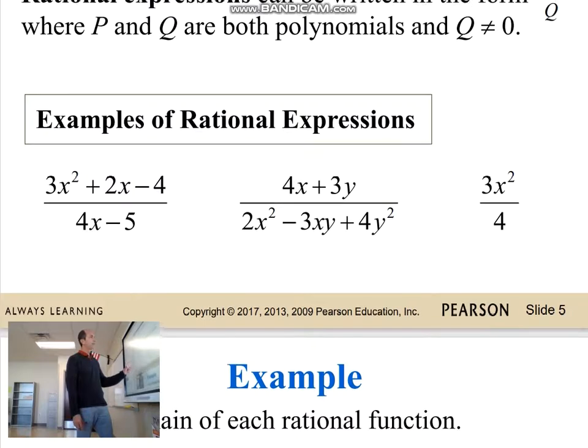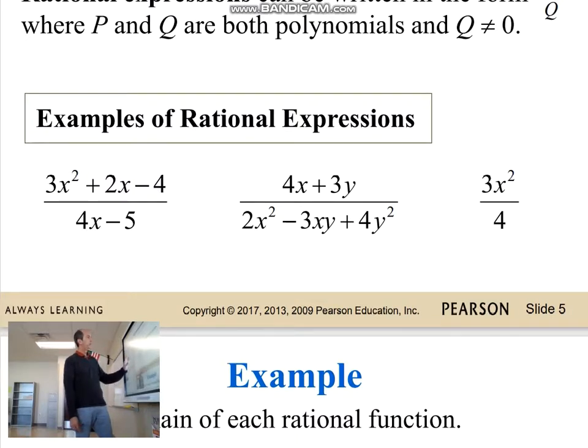A few examples of rational expressions: you have 3x squared plus 2x minus 4. This is a polynomial over another polynomial, 4x minus 5. I have a few examples here. All those are examples of rational expressions.